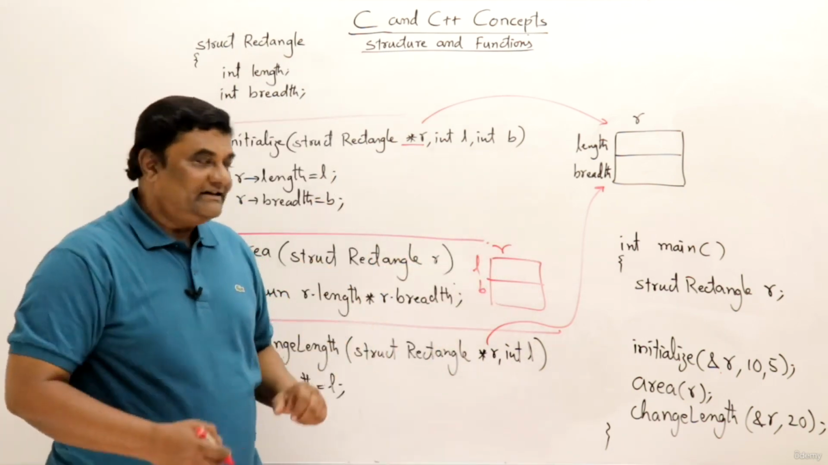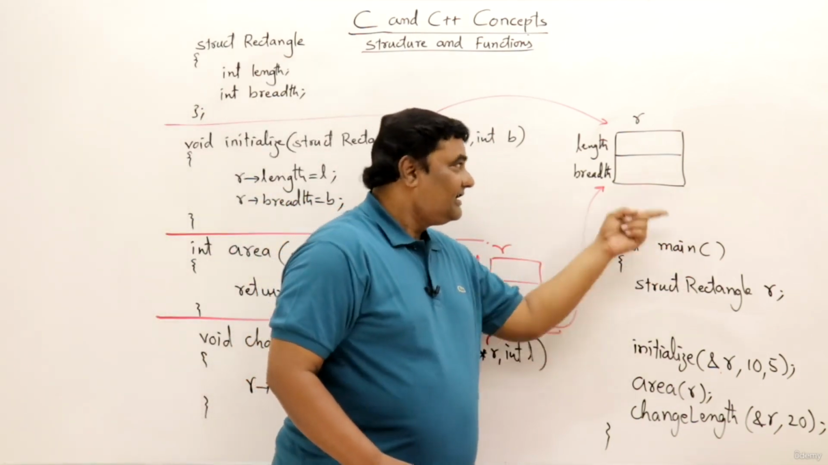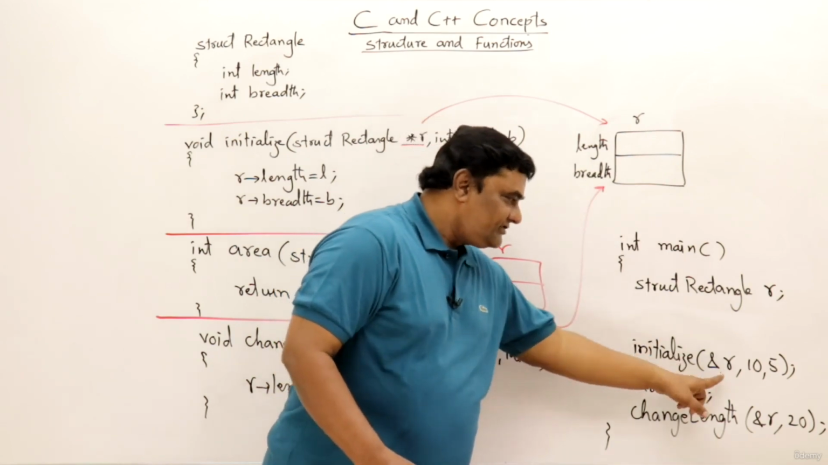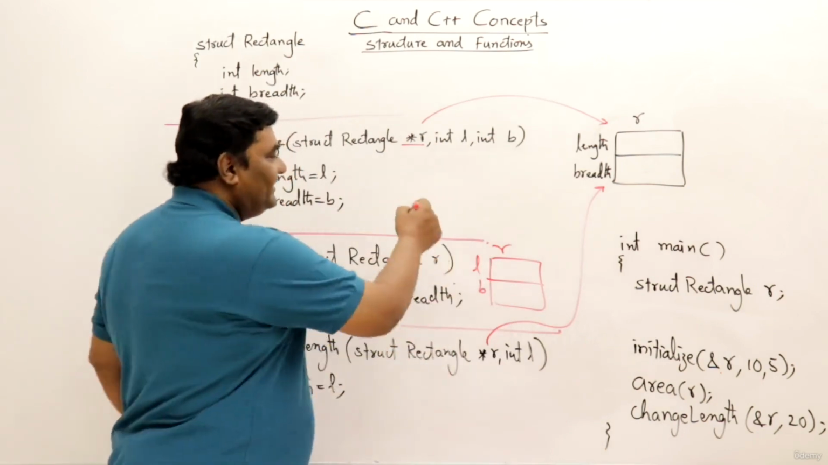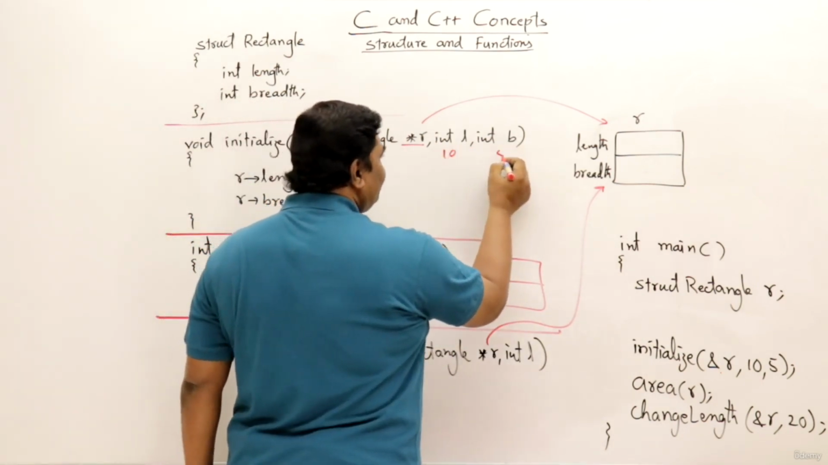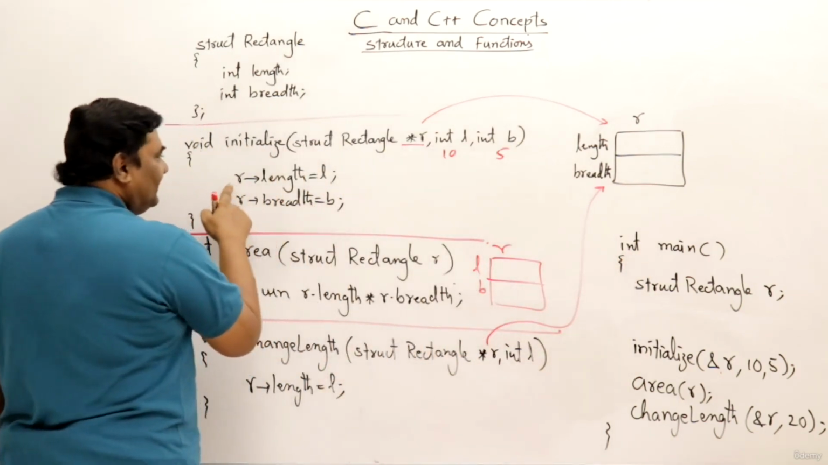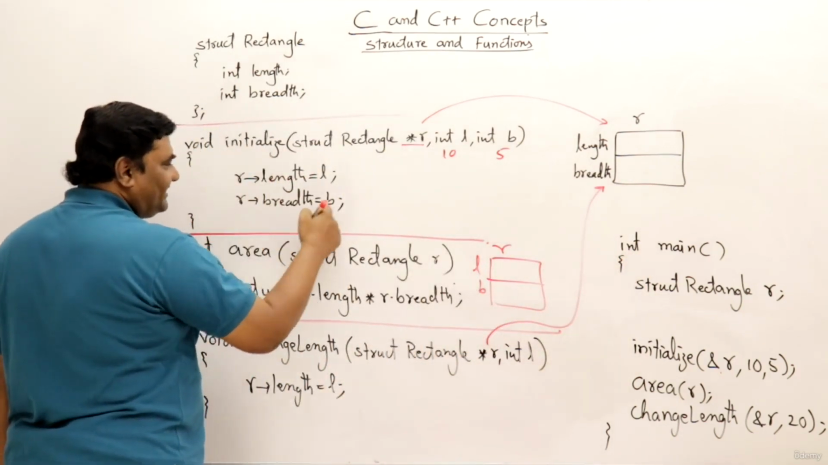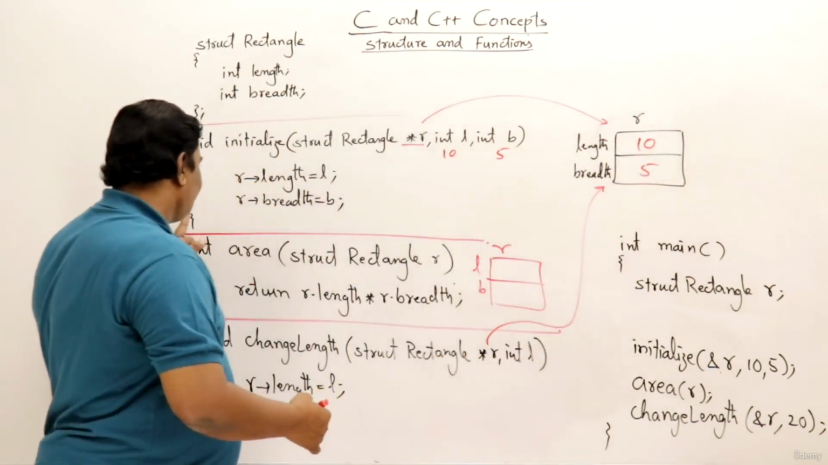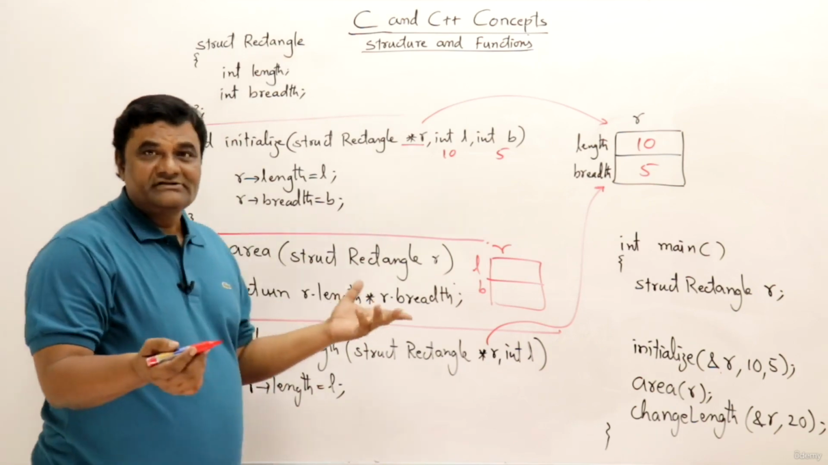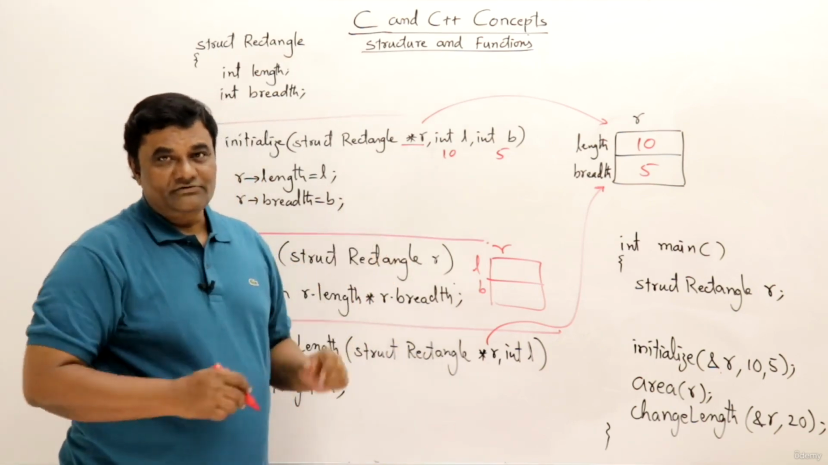Now let us see the working of this entire code. Let us start executing. Main function has a rectangle, this one. Then it calls the initialize function by sending an address and new values for length and breadth. So length and breadth, this is called by value: 10 is copied in this one, 5 is copied in this one, and this is a pointer to that rectangle that belongs to the main function. And r.length is assigned L and breadth is assigned B. So this will be 10 and 5.